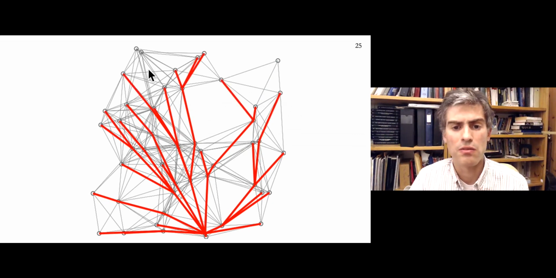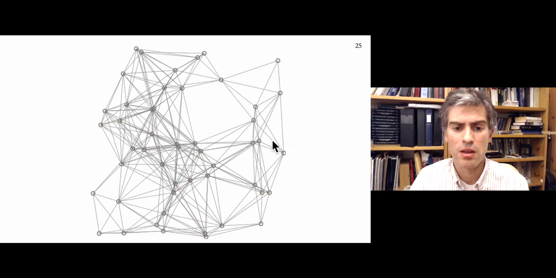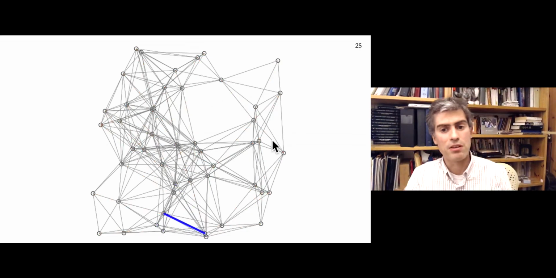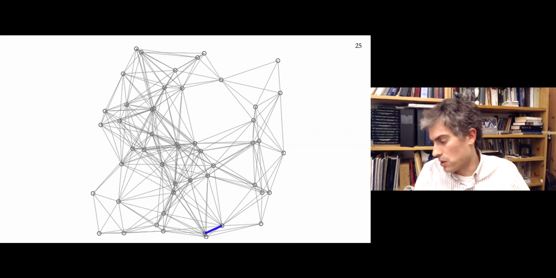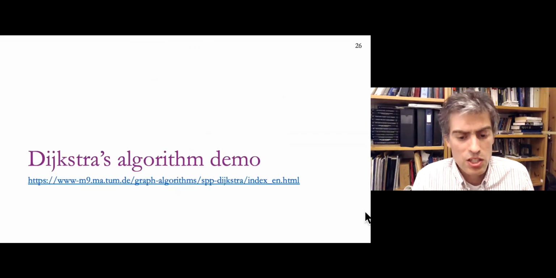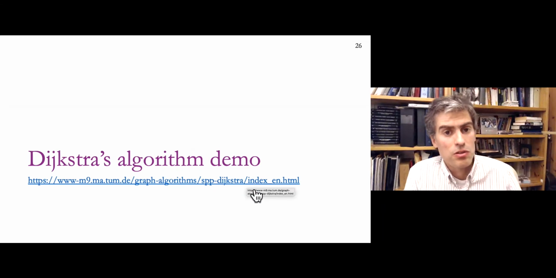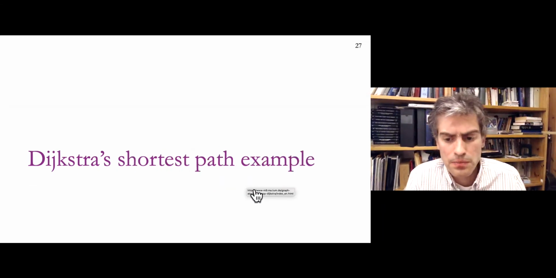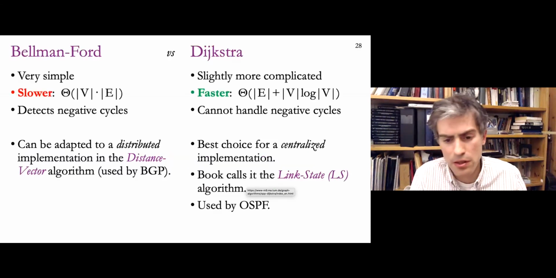By doing it in that order, eventually it gets the shortest path, not just to a destination, but to every destination in the network. That's one of the cool things about Dijkstra's algorithm. And just like the other one, there's a demo online you can do, so I encourage you to check that out. I already did the example on the whiteboard.